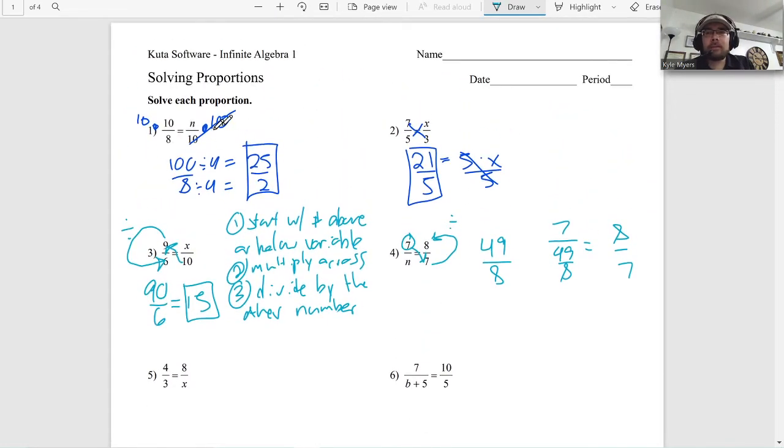Number 1, first method. Number 2, second method. Number 3 and number 4, the third method, but with the variable in 2 different places. So these are the 3 methods. I'm not saying that it's not more than 3 methods.